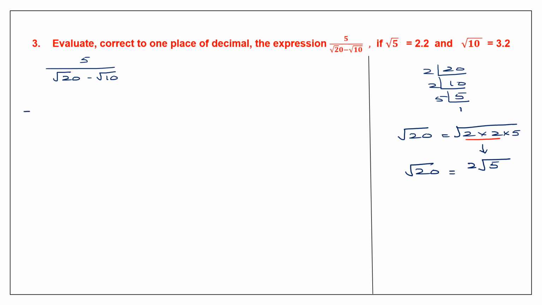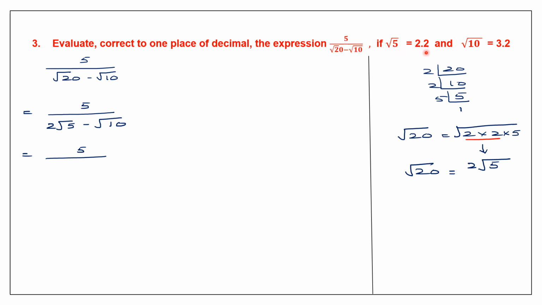So now let's substitute. Here 5 in the numerator remains as it is. Instead of root 20, we can write 2 root 5, and root 10 we can leave as it is since the value is already given. So this becomes 5 by 2 root 5 minus root 10. Root 5, the value is given to us.